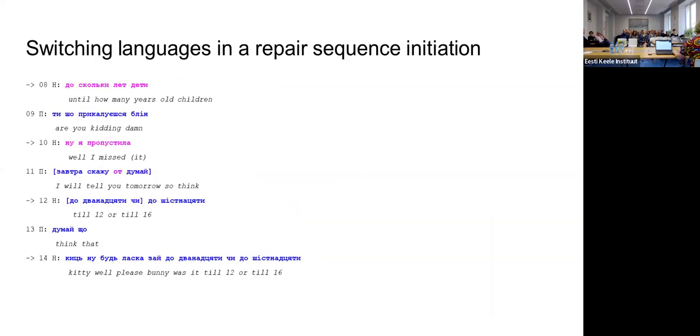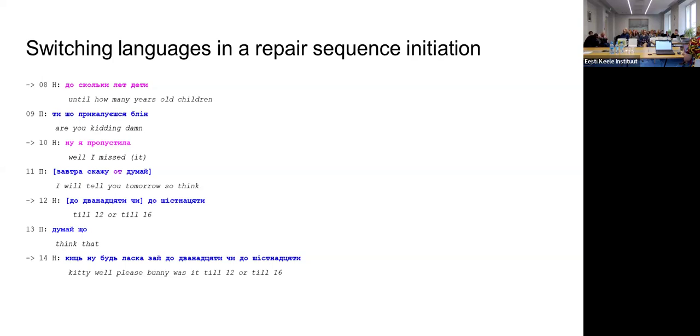The next excerpt is directly following the previous one. Natalia is repeating her question in Russian again. How old should the children be? Panas, who has already answered, is asking her, are you kidding? And adding a mild curse. But Natalia, with a smile, explains in Russian again, well, I have missed it. And this utterance could be in Ukrainian, but she pronounces it the Russian way.